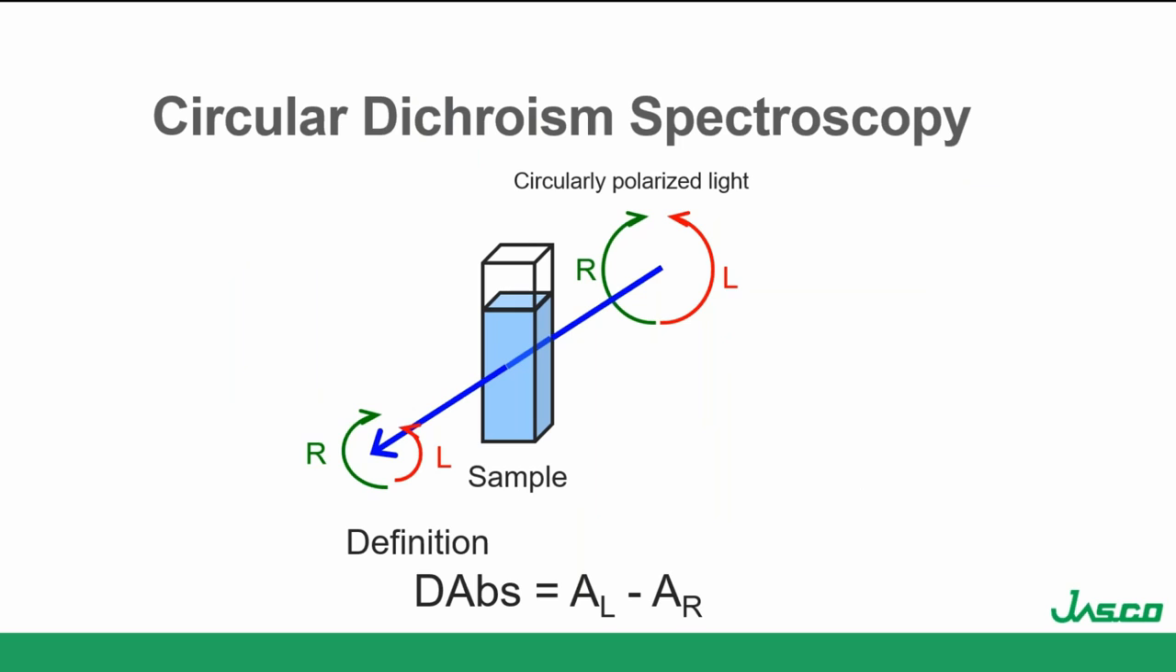Regarding circular dichroism, in CD spectroscopy, a sample is irradiated with left and right circularly polarized light, and the difference in absorption is measured. If a sample is an optically active compound, left and right circularly polarized light will be absorbed differently.